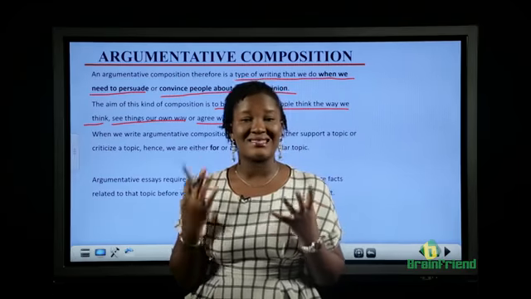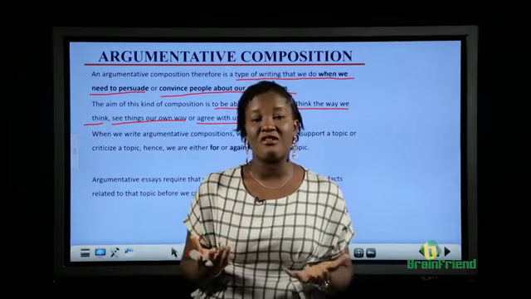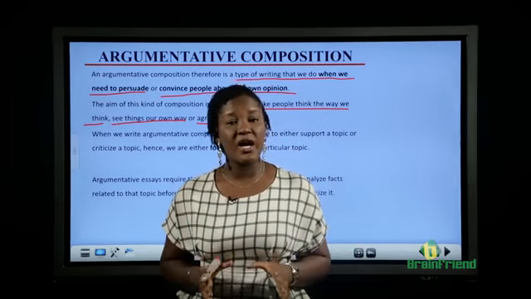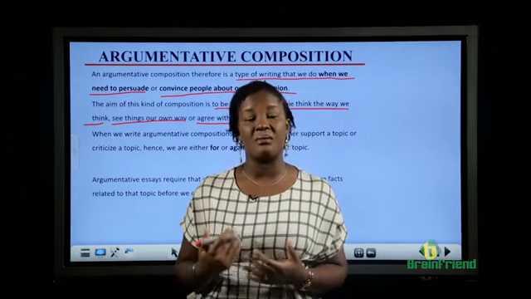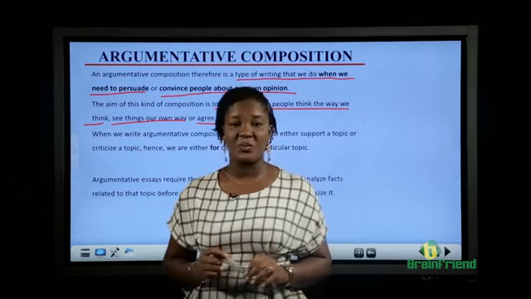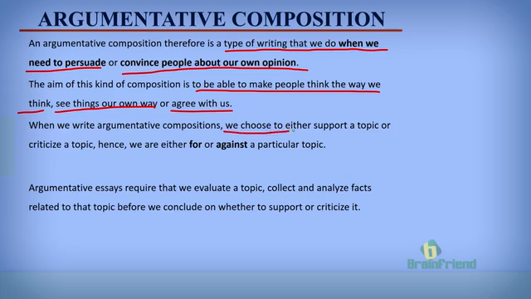We want to make our readers think the way we think. We want to make them see things or see life or see a particular topic the way we see that topic. That is the aim, or that is what we have at the back of our minds when we write argumentative compositions. And when we write argumentative compositions, we choose to either support a topic or criticize a topic. Hence, we are either for or against a particular topic.